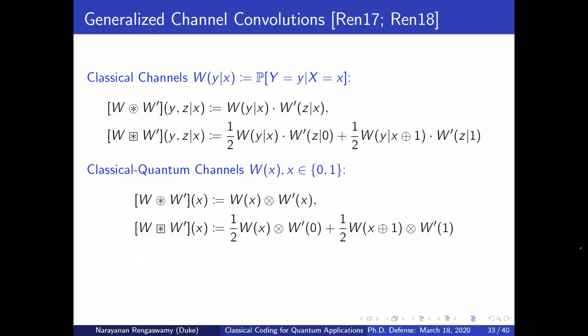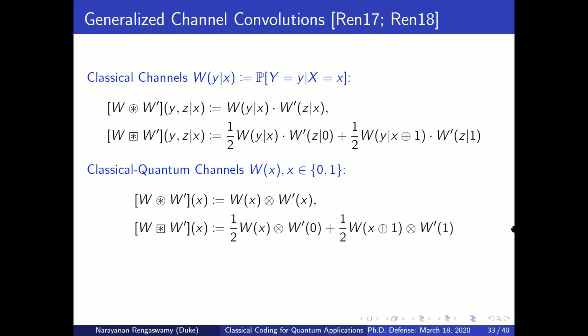And this is the key observation that Renes tried to generalize. So here you have these classical channel combining or channel convolutions. And for a quantum channel, he generalized this variable node convolution to this operation, where this is again a Kronecker product. Now W of x is a quantum state. It's not a probability, whereas here it was a probability. And again, here you have a Kronecker product. Each of these things are quantum states instead of being probabilities.